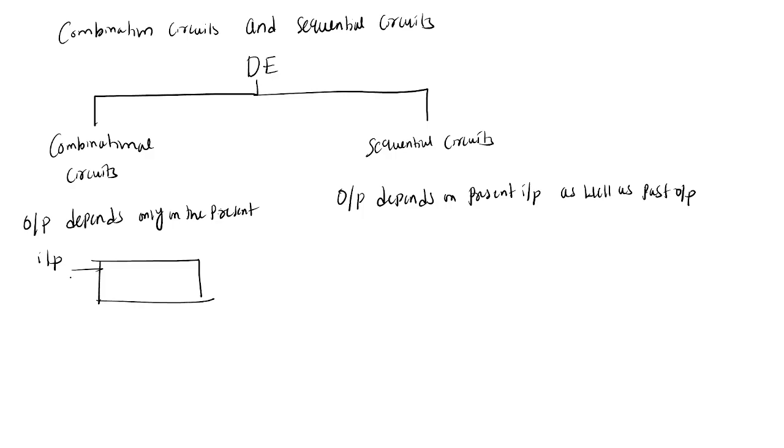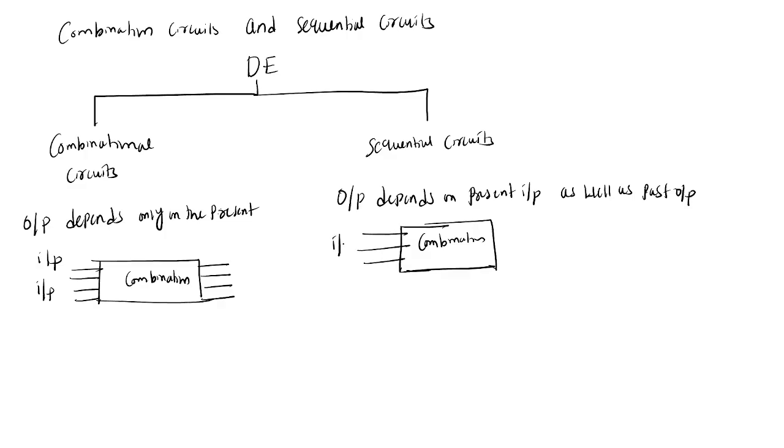If you see this combinational circuit, you have a set of inputs, let us take K inputs, and you are getting the outputs. If there is any change in the input, there is a change in the output. A sequential circuit is a combinational circuit with feedback. These are the inputs, and here the outputs are fed back through a memory element.